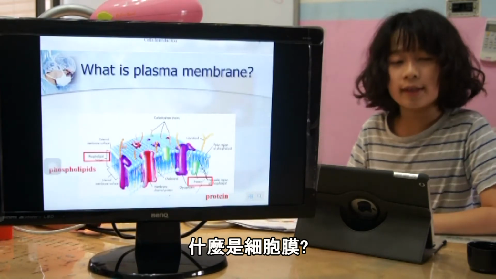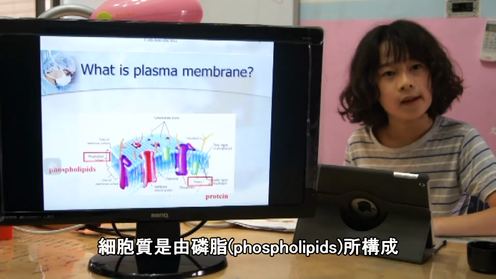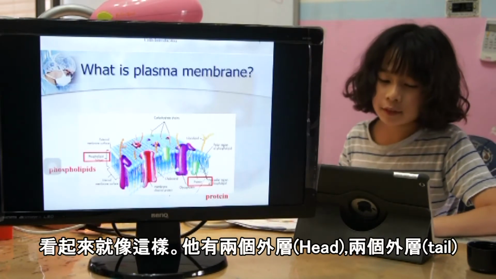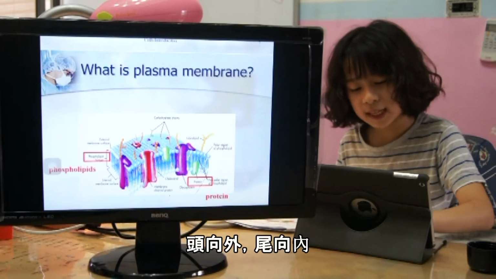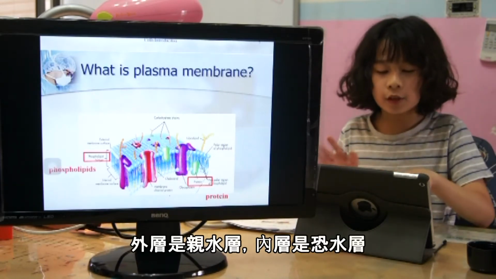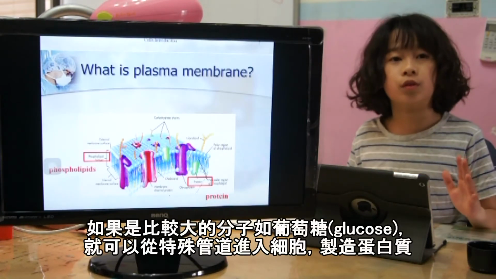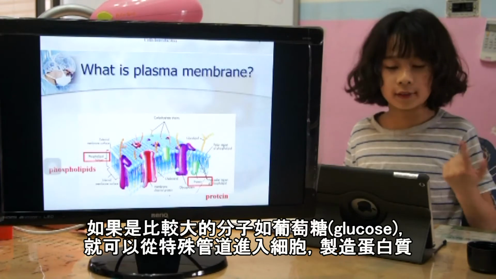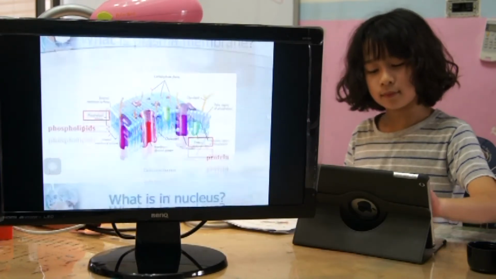What's the plasma membrane? Well, the plasma membrane is usually made of phospholipids. Looks like lids. Now see this. There's the head and the tail. The head is on both sides, and the tail is in the middle. The head is water-loving, and the middle is water-fearing. And there's a special channel that allows some big molecules like glucose to get in, and the channel is made of protein.